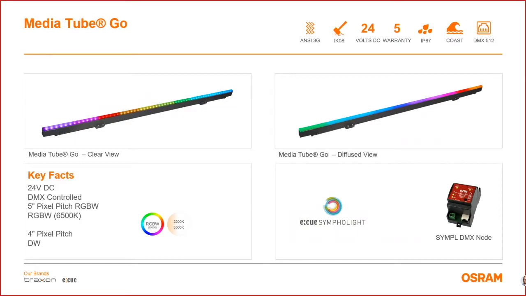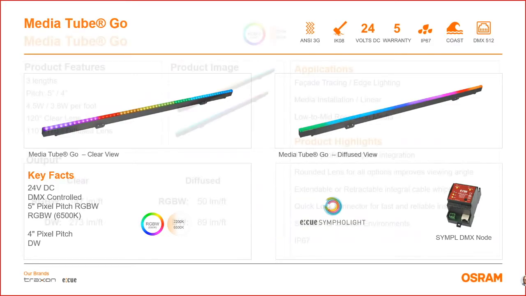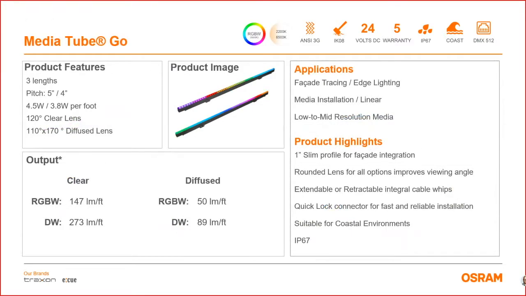So the MediaTube Go family consists of both clear and diffused view options, both having a rounded lens. It is 24 volts DC with DMX control, and it is available in RGBW as well as dynamic white, with RGBW having a standard 6500K white and a dynamic white ranging between 2200 and 6500 Kelvin.